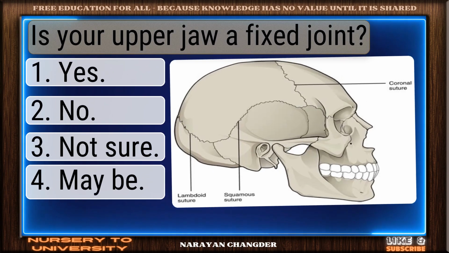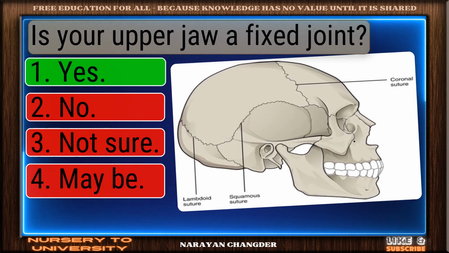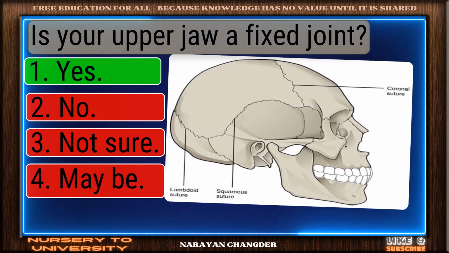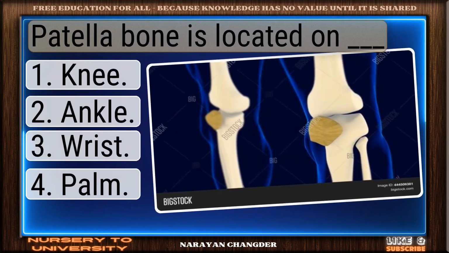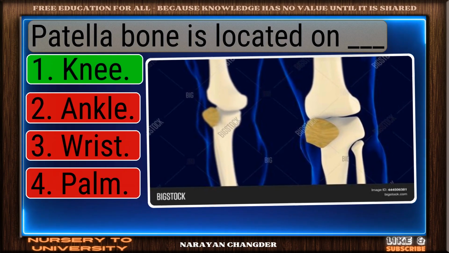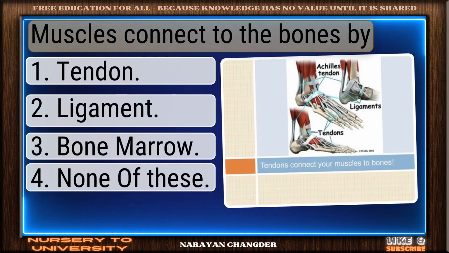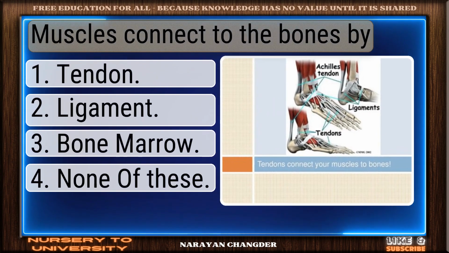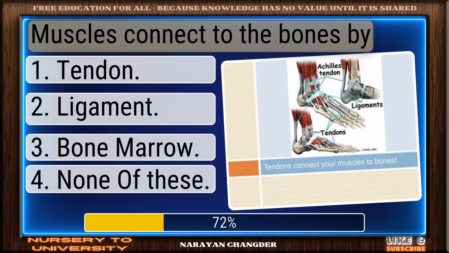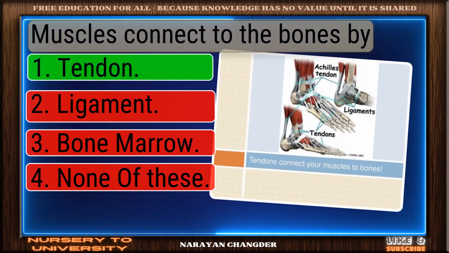Is your upper jaw a fixed joint? You chose yes, and it is correct. Patella bone is located on dash. Good thinking. Knee is the right answer. Muscles connect to the bones by. Great thinking. Tendon is the right choice.